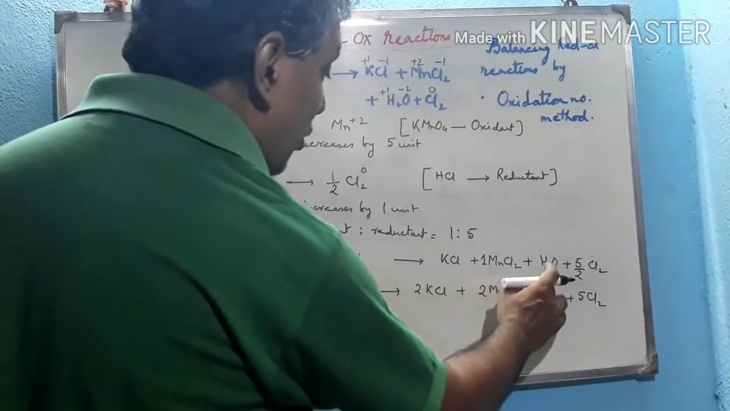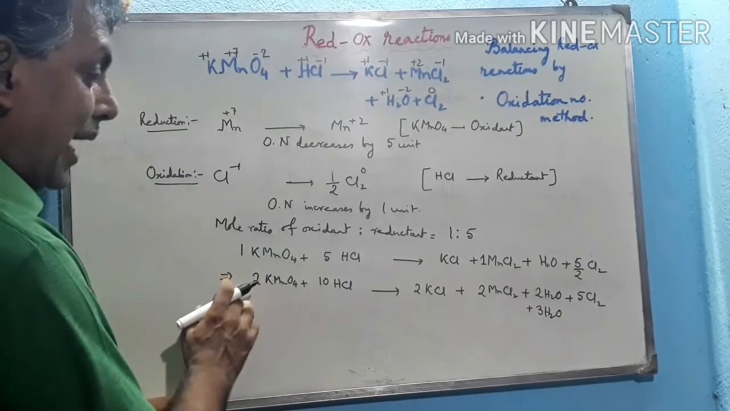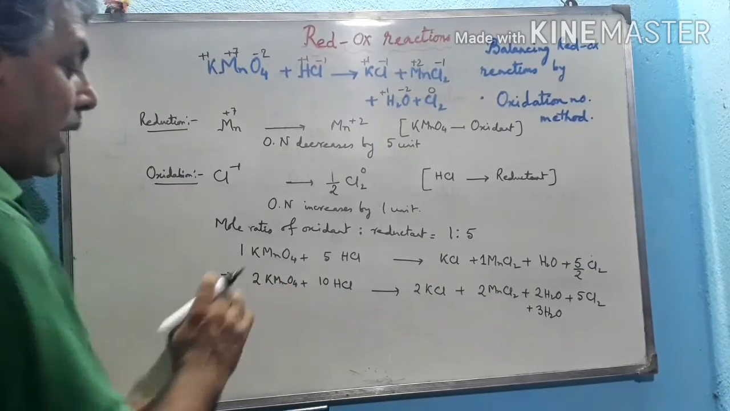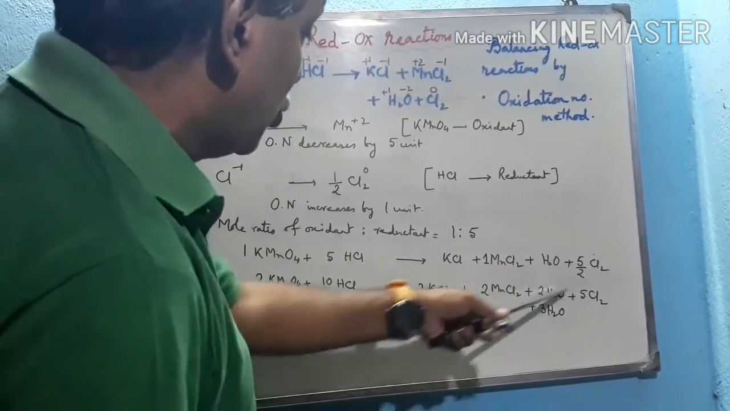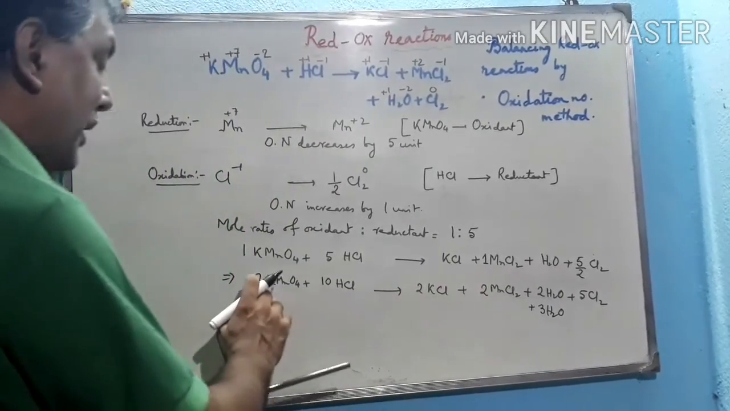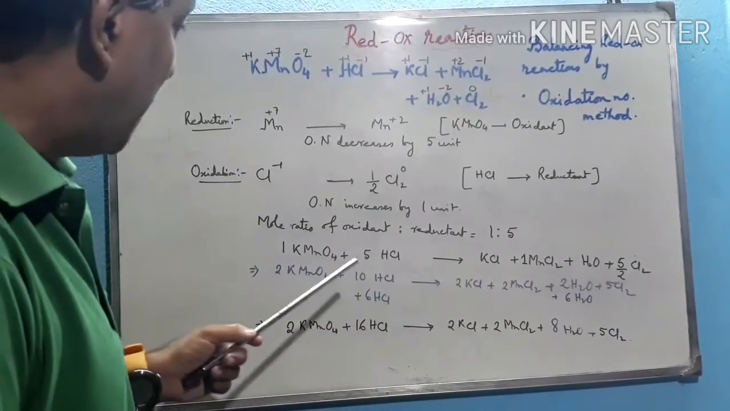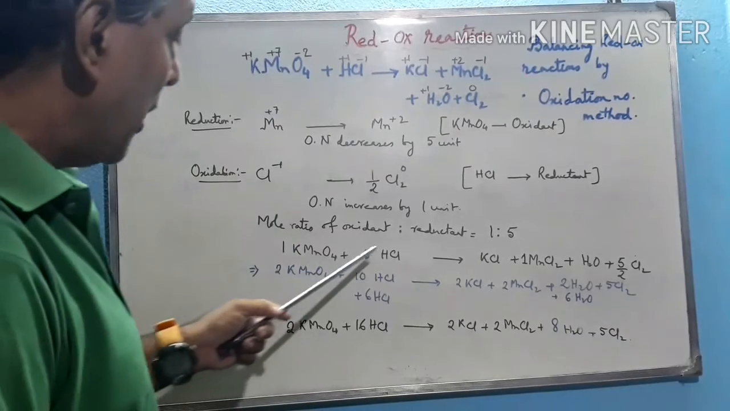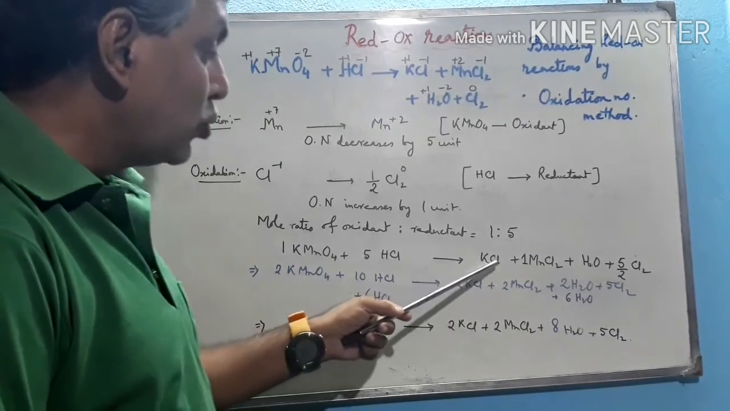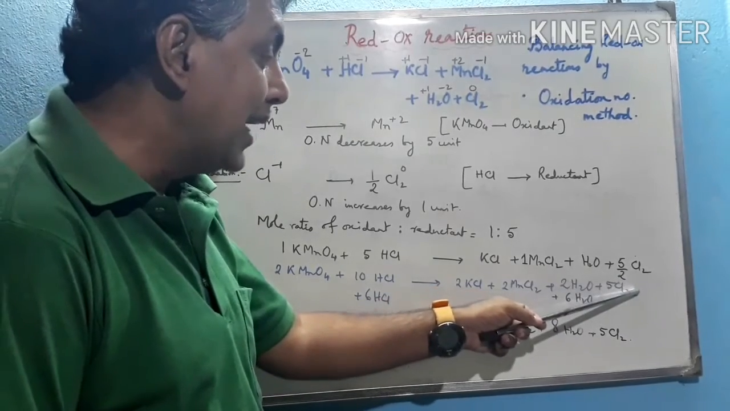3H2O. So the total number of oxygen now becomes 2 plus 3, 5. Here it is 8. So oxygen atoms are completely unbalanced here. 2 plus 3 becomes 5, but here it is 8. So now multiplying both sides by 2, 2KMnO4 plus 10HCl arrow 2KCl, 2MnCl2, 2H2O, 5Cl2.